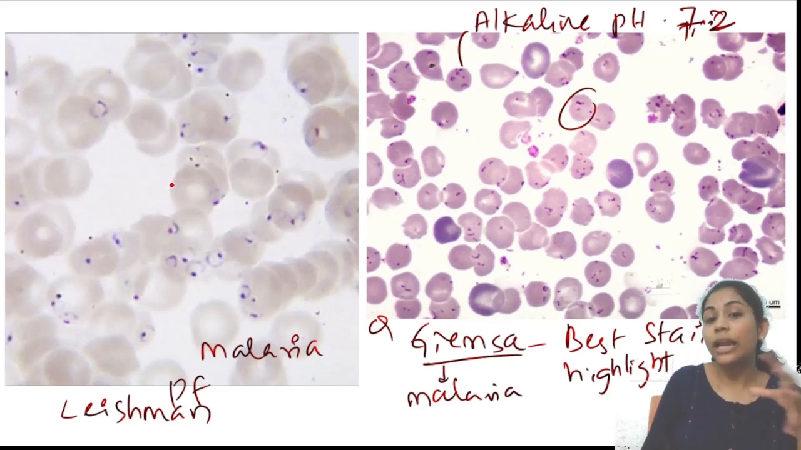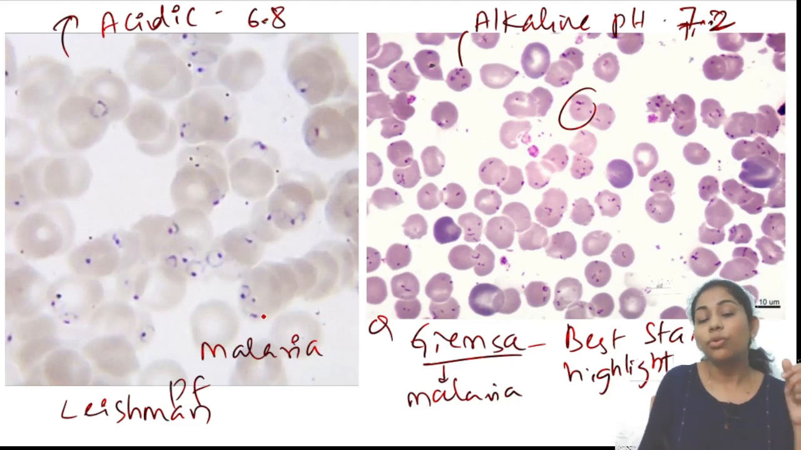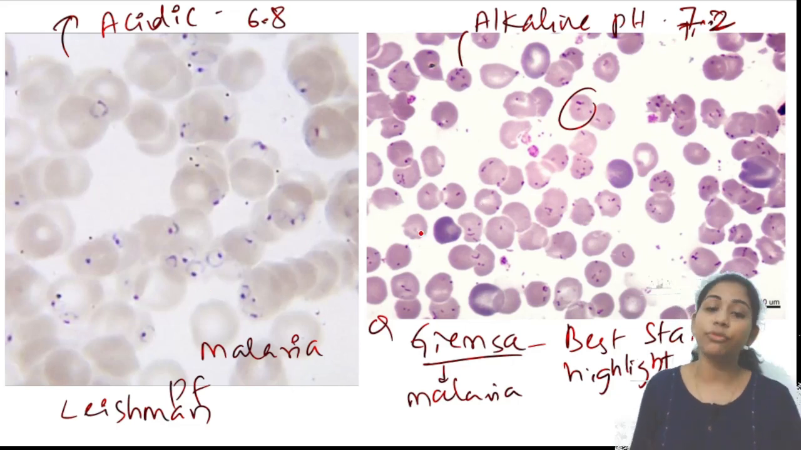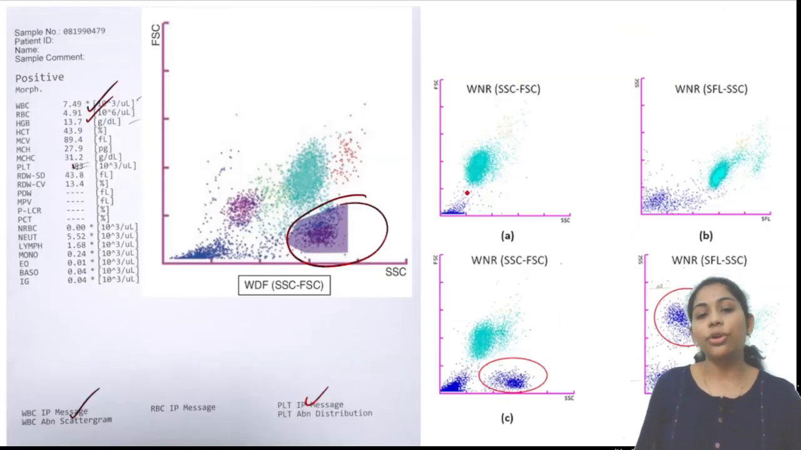This will not be that clear in Leishman stain, because what is the pH of Leishman stain? It is acidic, exactly 6.8. Because of that, you can see it very faintly, and the junior-most can miss this. For them we can show this Giemsa stain, that's the best stain where you can highlight. Okay, we are deviating from the topic, but I want you guys to know this.